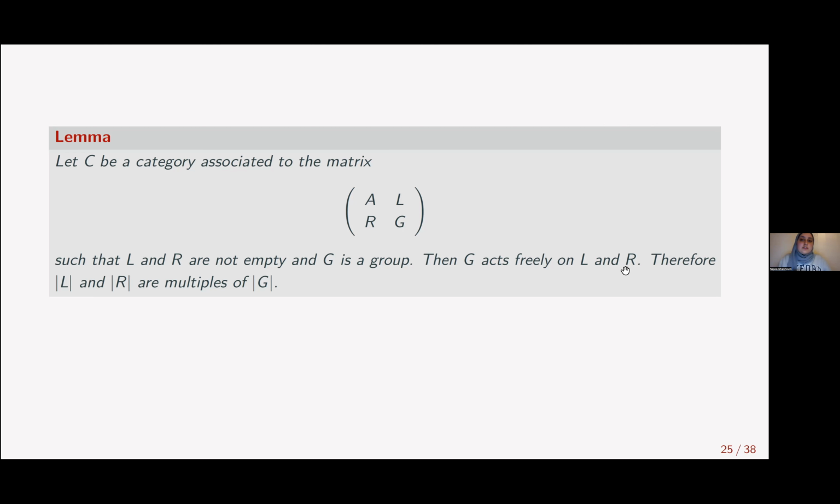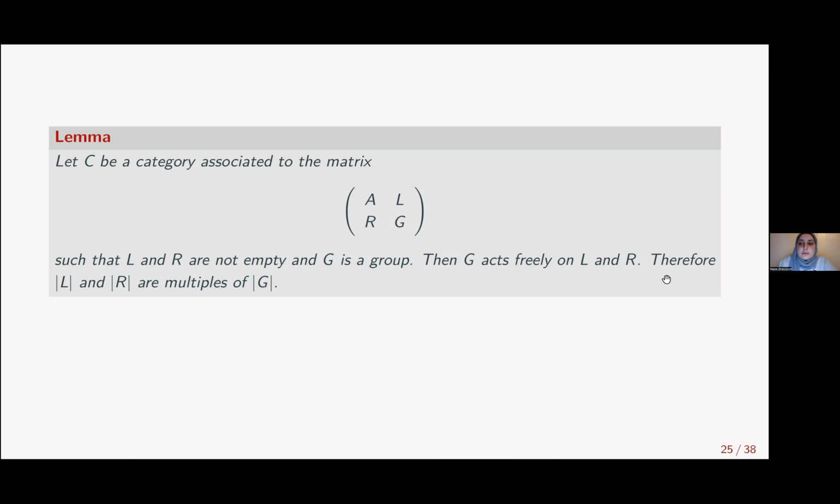And just to remind you of the definition of free action, it is when the stabilizer group of each element in L and R is only the trivial group. It means that if we have x in L and g in G, so gx or xg equals x, it means that g has to be the identity. So only the identity fixes the elements of L and R, and it's called the stabilizer group.